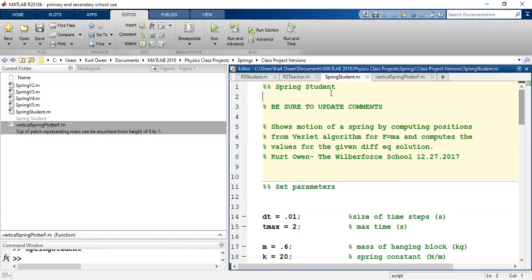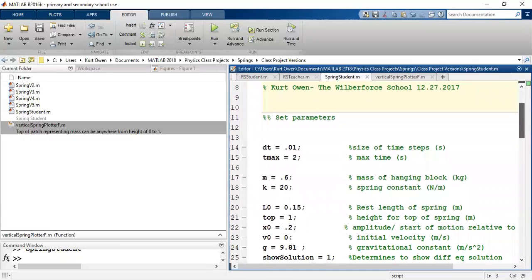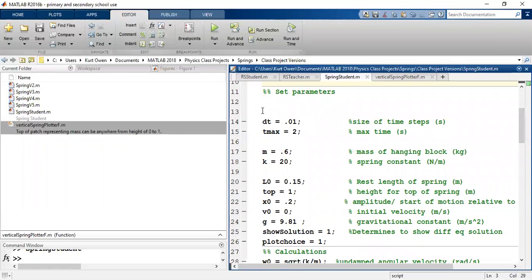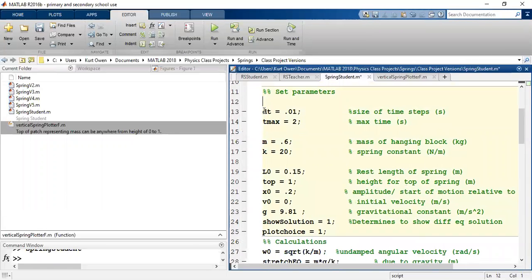Okay. First of all, make sure you know this is called Spring Student. This is the version I give to you. You're supposed to update that title and update your comments as we add more things to the code. So make sure you do those things. And let's see what this code is actually doing. Okay, so we have our parameters. I probably could have gotten rid of a few of these lines of space.